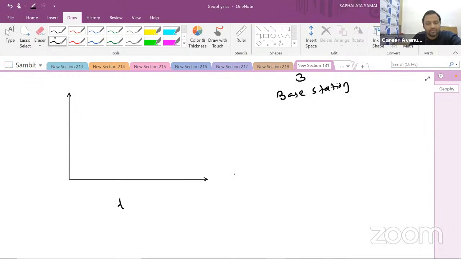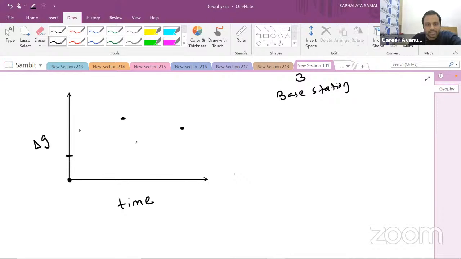Time and G value, how much extra measurements I'm getting. So suppose this was my base station value when my time was 0. First base station value was here. Suppose second time when I came to the base station, the G value was here. The third time the G value was, suppose, let's say here.